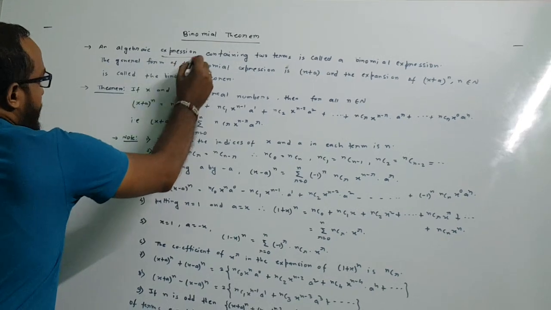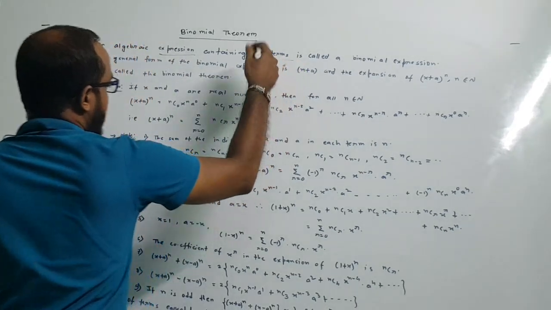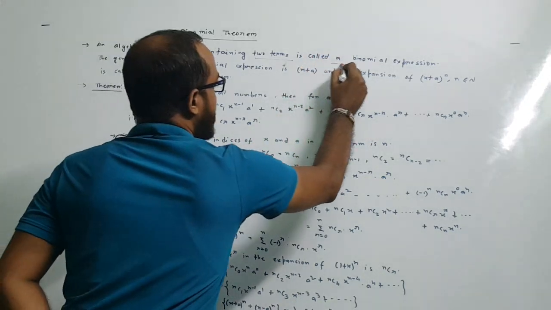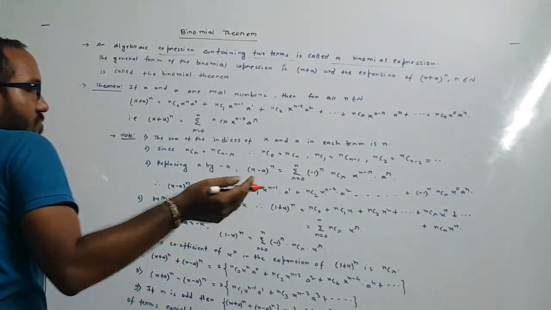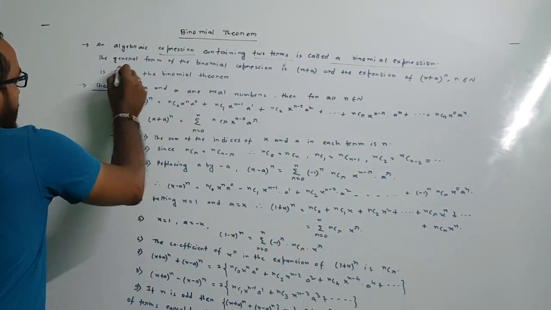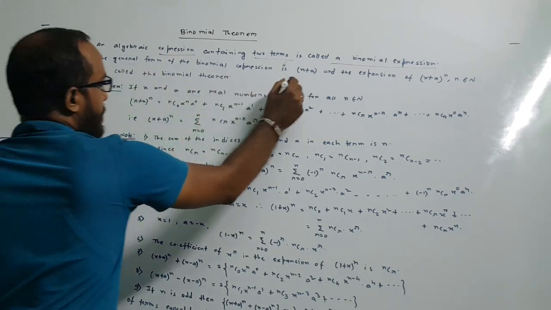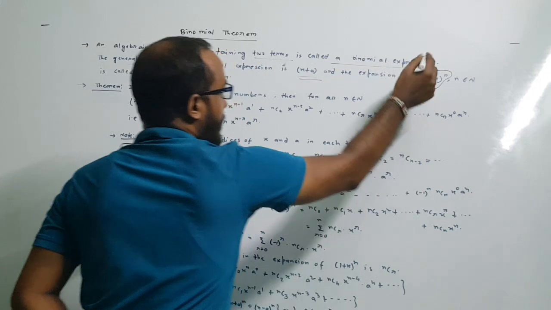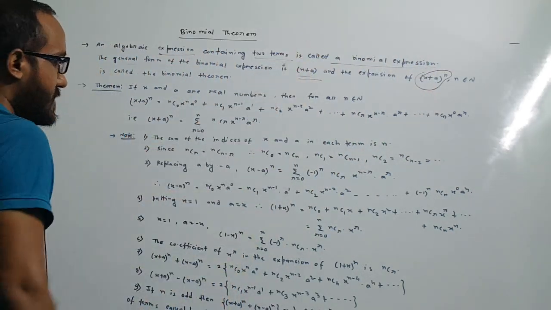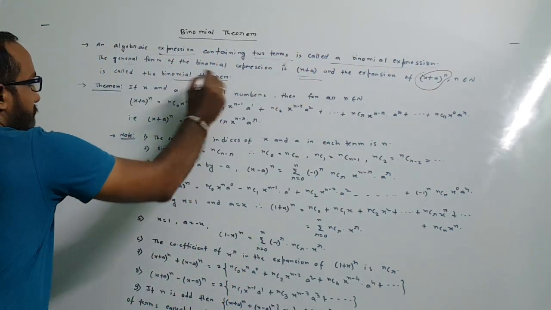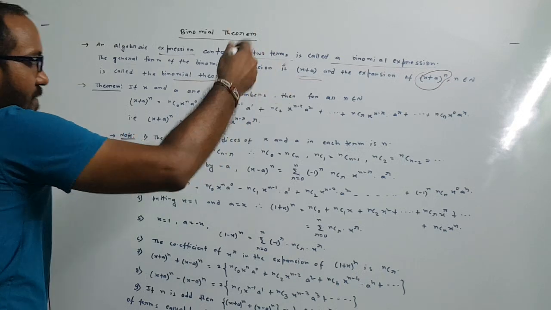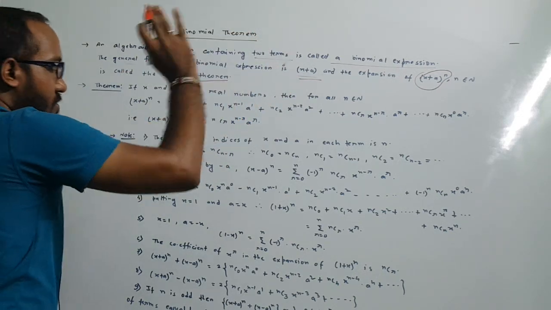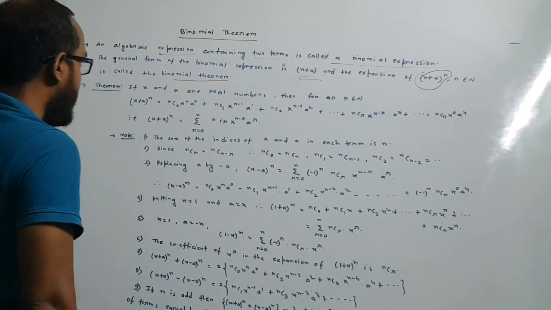Any algebraic expression containing two terms, let us say x plus y, x plus 2, x plus 4, etc., is called a binomial expression. Bi means two, so two terms. The general form of a binomial expression is x plus a, and the expansion of x plus a to the power n, where n belongs to natural numbers, is called the binomial theorem. That means x plus 2 to the power 2, x plus 2 to the power minus 2 and so on are known as binomial expansions.